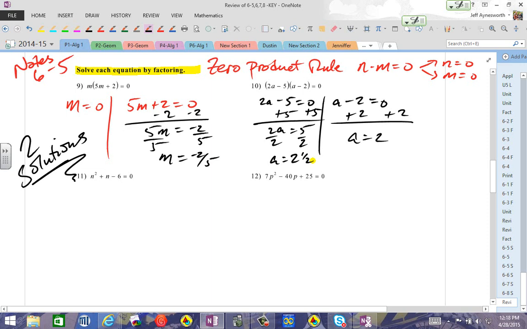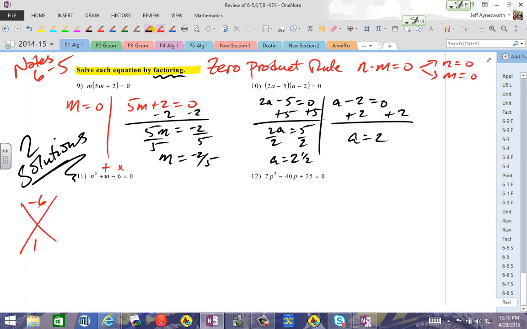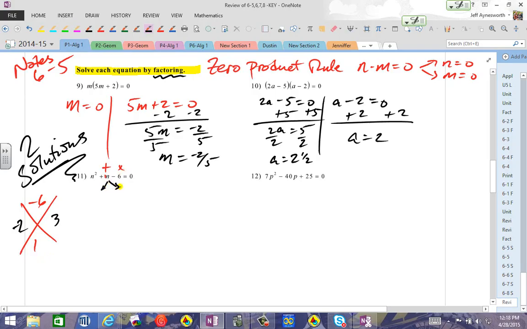Now we're still solving by factoring, right? So let's play the factor game. What two numbers multiply to negative 6 and add to 1? Factors of 6 are 2 and 3, but one of them has to be negative, so let's make the smaller one negative to get a positive 1 down here. And we're going to split the middle term. So n squared minus 2n plus 3n minus 6 equals 0.